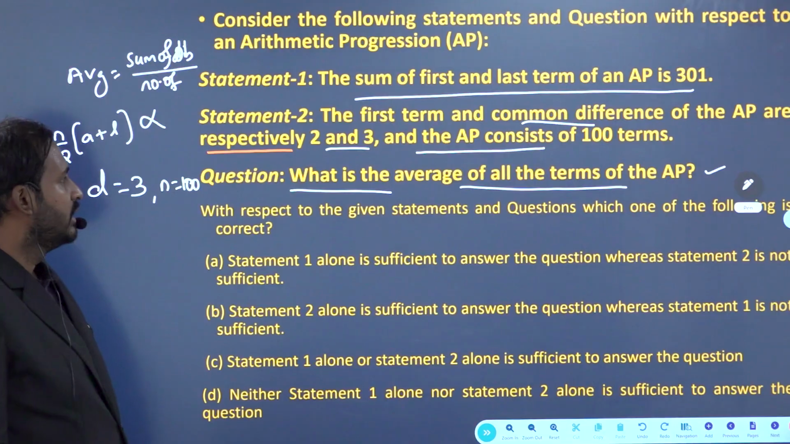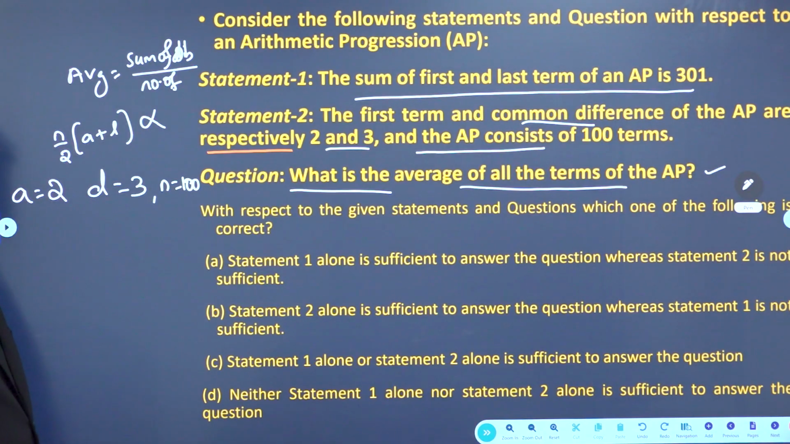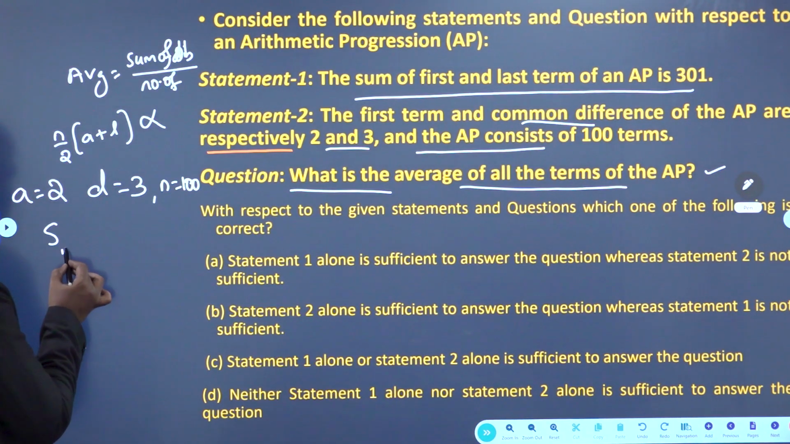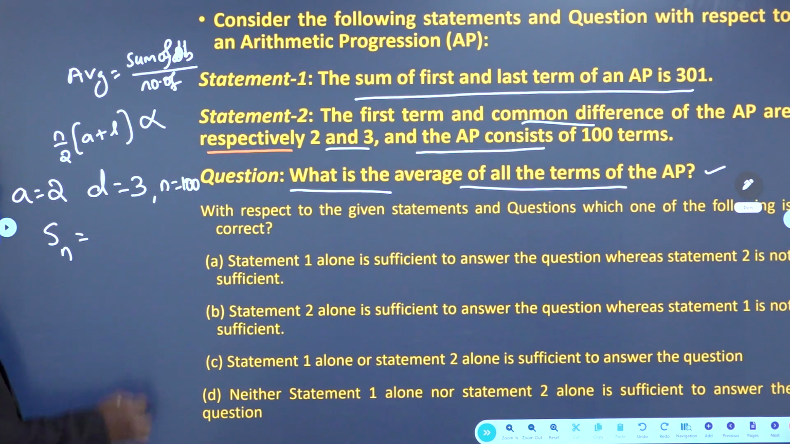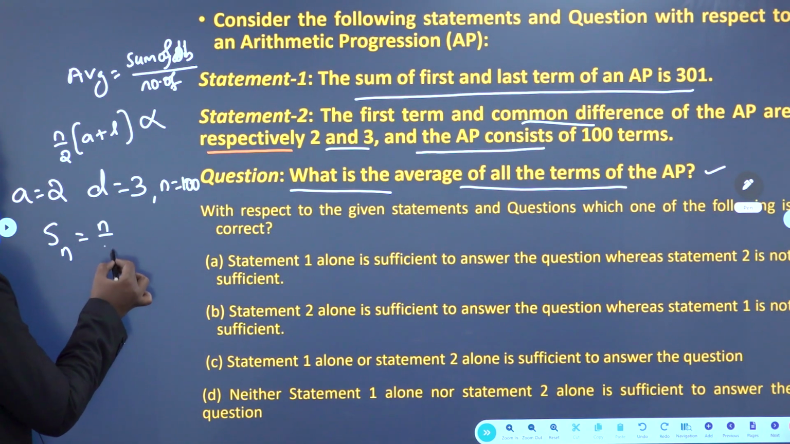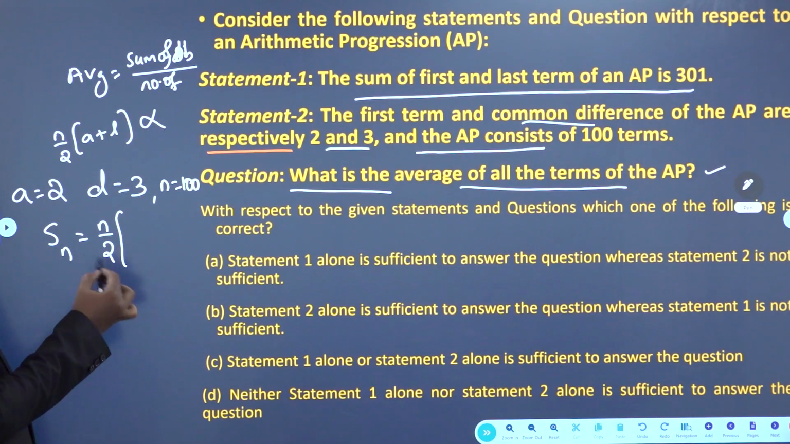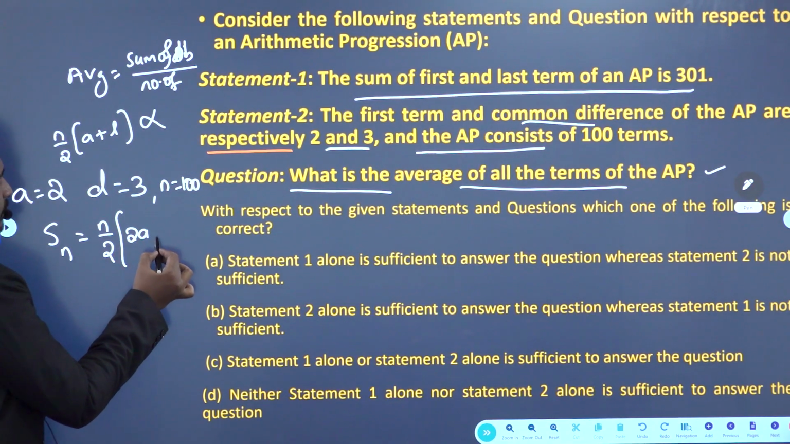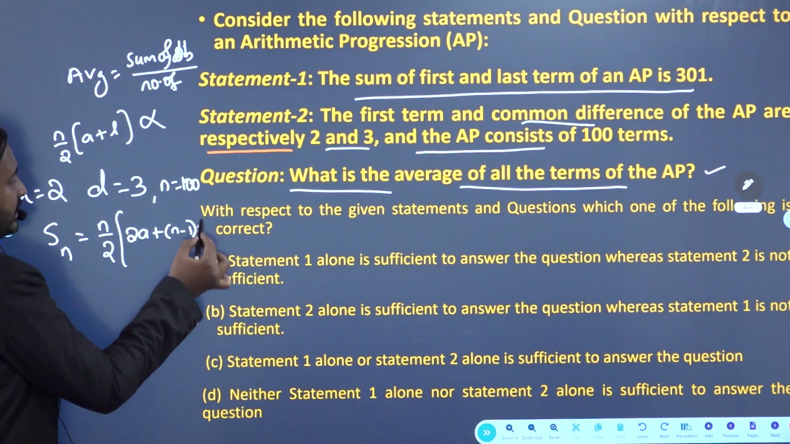Now they are asking us the average, right? So can we find the sum to n terms here? Yes, we can find it. Why? Because the formula for sum to n terms, if a and d are given, is n by 2 into 2a plus n minus 1 into d.